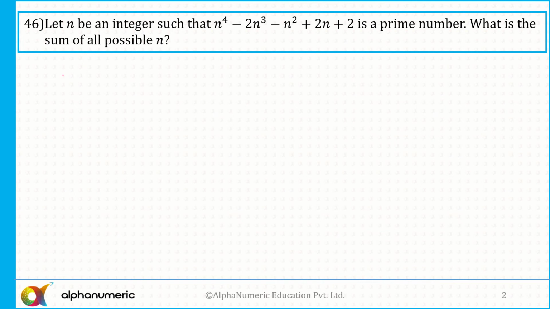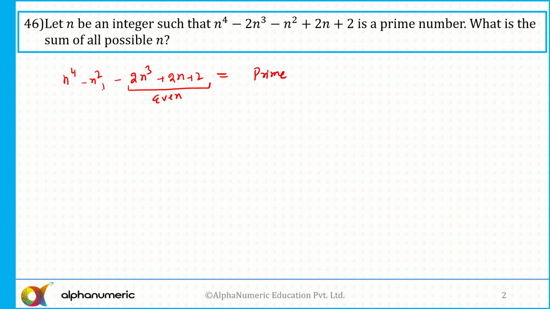So can I rewrite this expression, that is n raised to power 4 minus n square, and then minus 2n cube plus 2n plus 2, and this number must be a prime number. Now this part is always an even number, as it is the sum of the last three terms, all of them are multiples of 2, so it must be an even number.